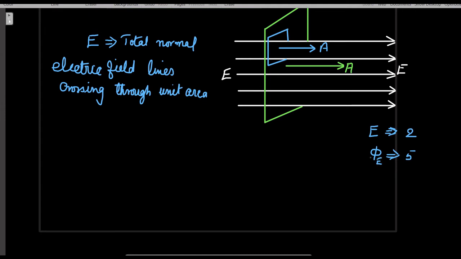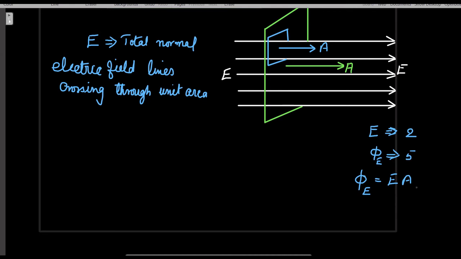Since it is electric flux, we represent it with phi E. So how can we connect this E and phi E? E is the total normal field lines passing through unit area. But phi E is the total normal field lines passing through the entire area A. I can write phi E is E times A.